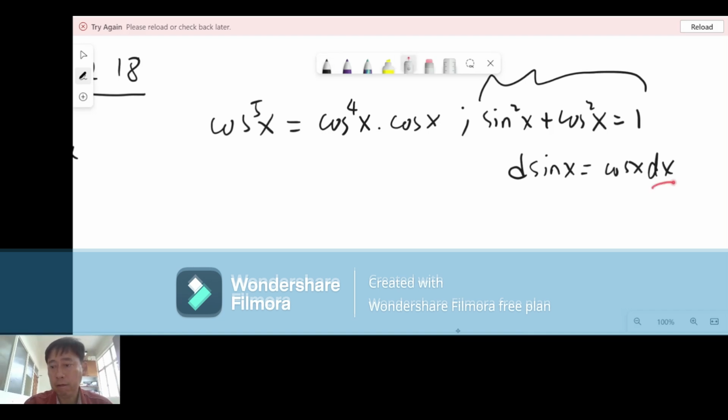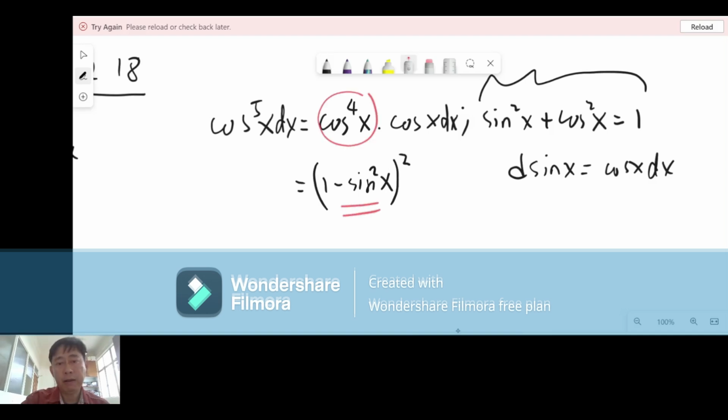To take into account this dx term, I will multiply by dx and do the same thing on the left hand side. By doing so, I will be able to express cos power 4 x as cos square x squared again. Cos power 4 x could then be expressed as 1 minus sine square x, squared again. These represent cos power 4. The product of cos x dx is defined to be the differential of sine x.